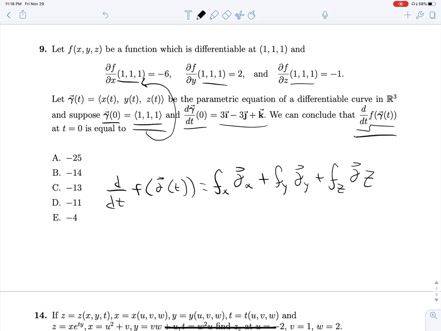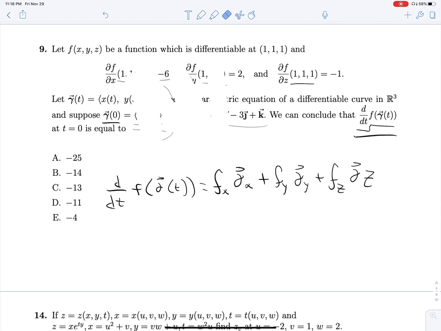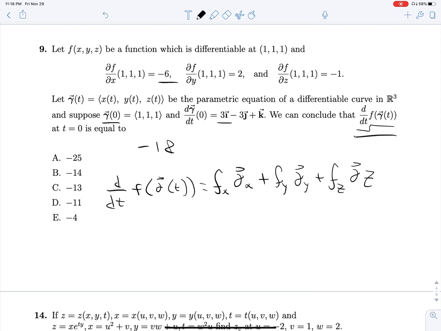And so this is really just going to be a dot product, kind of, you can think of it that way, between -6, 2, and -1, and the three things that were given down here. So we're going to have -6 times 3, which is -18, minus 6, minus 1, which will give us our answer, which is -25.